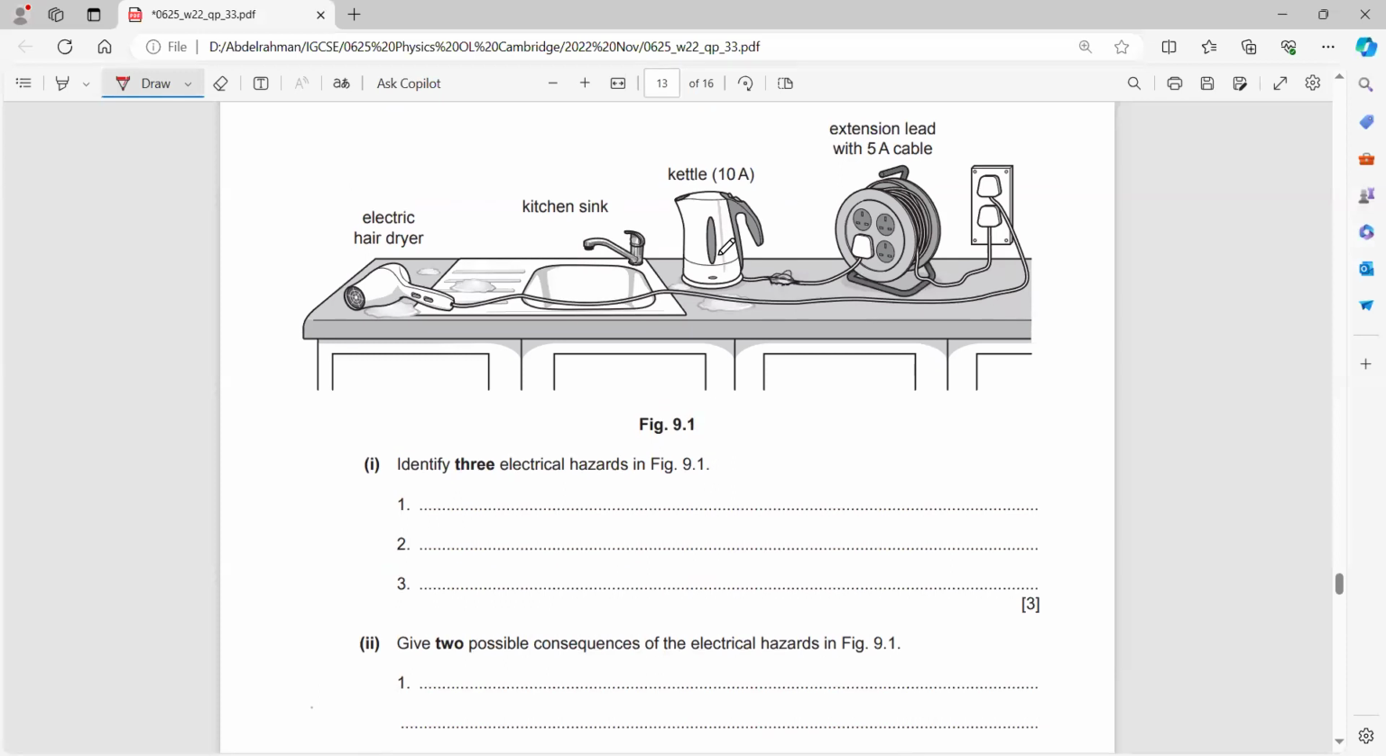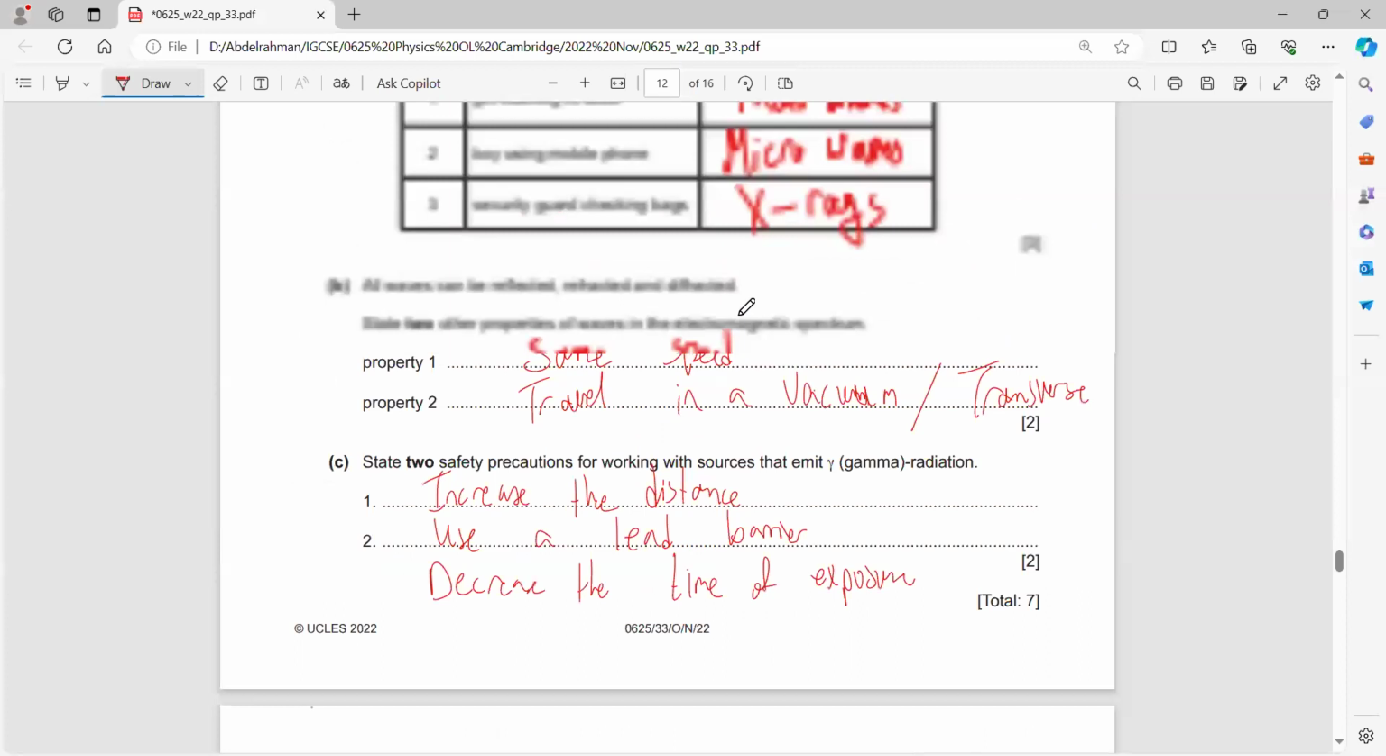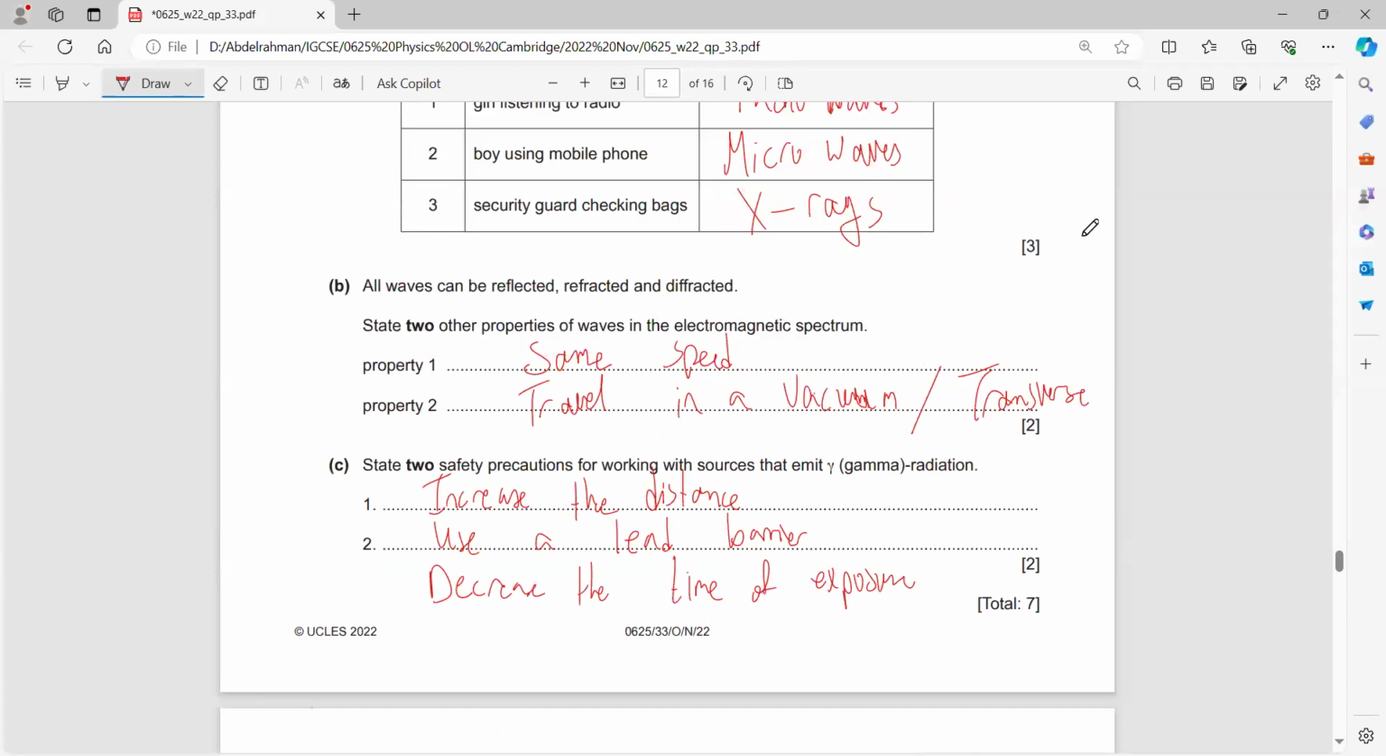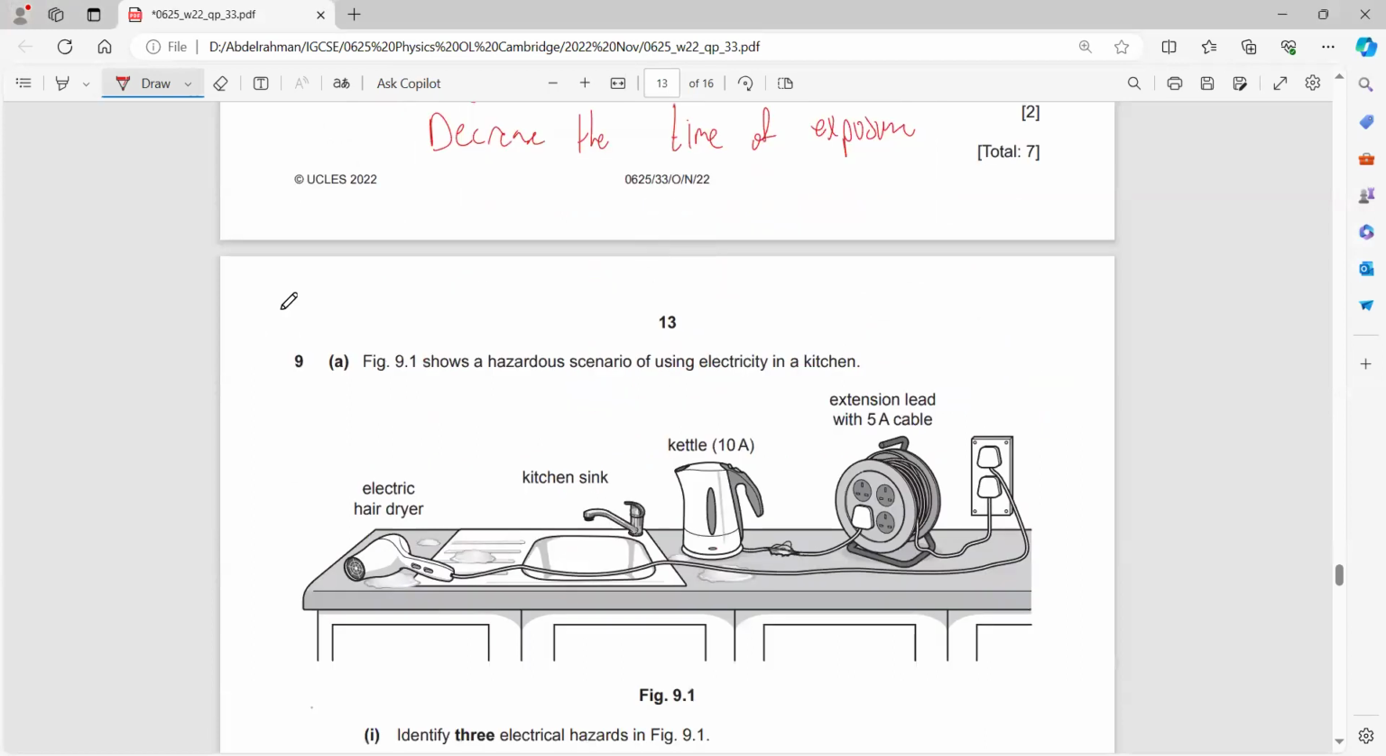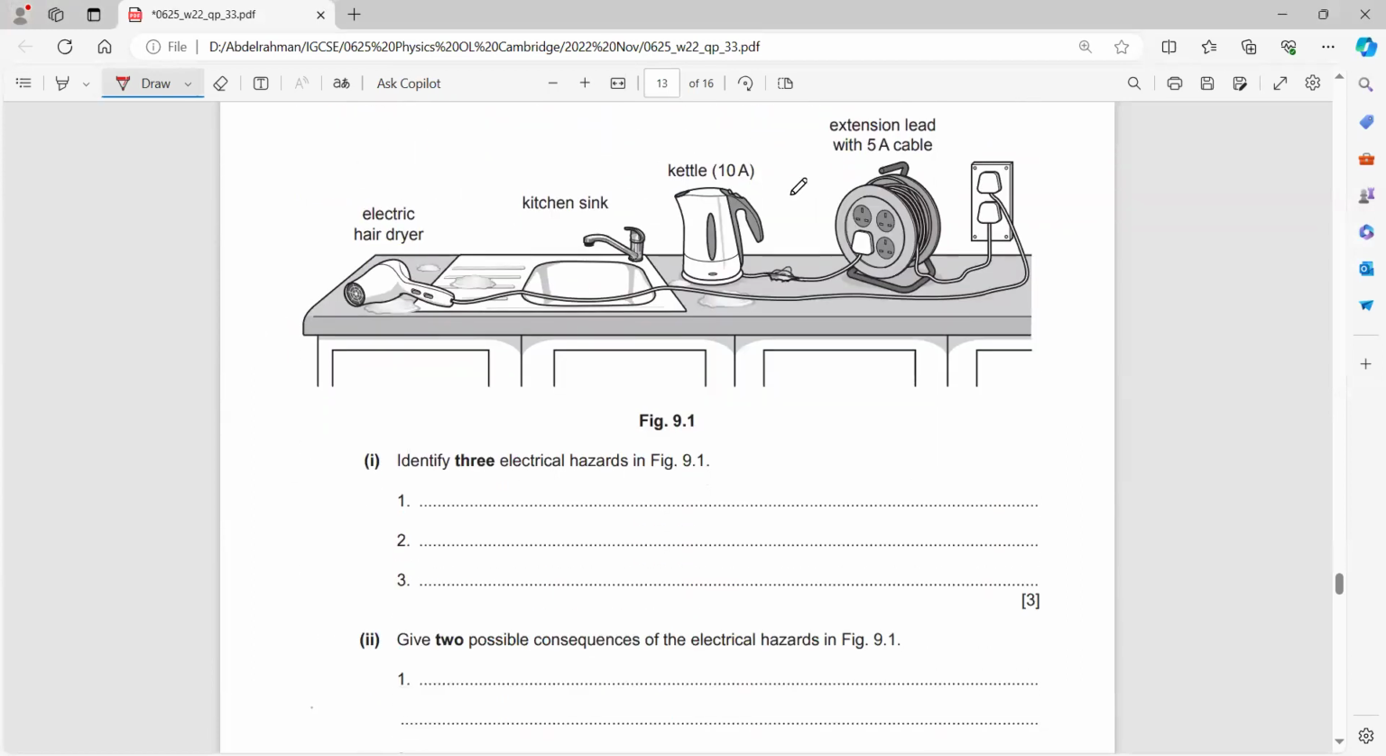Identify three electrical hazards in figure 9.1. The wire is going over the kitchen sink and it's in water. And there's a loose wire at the kettle. Three electrical hazards. There's wet. There is some water.